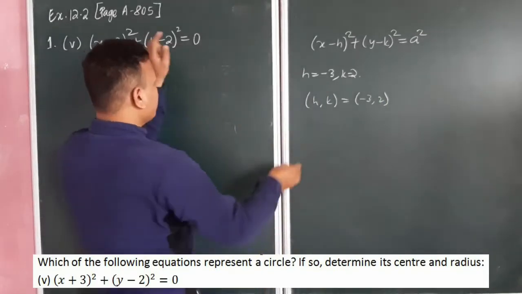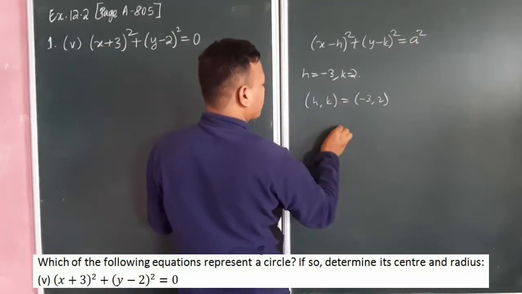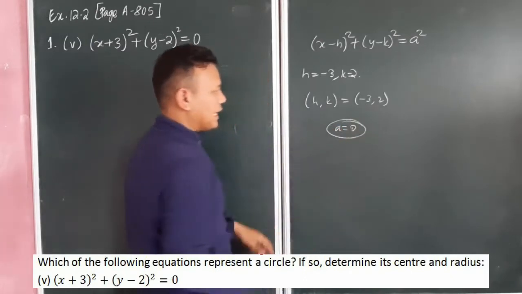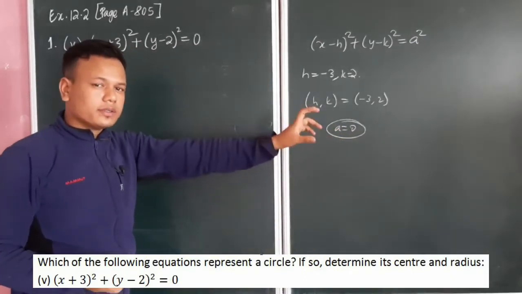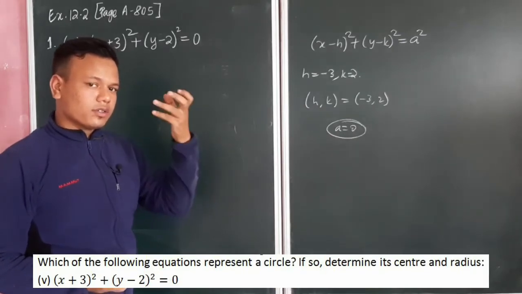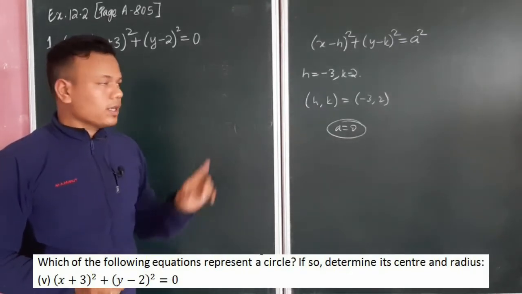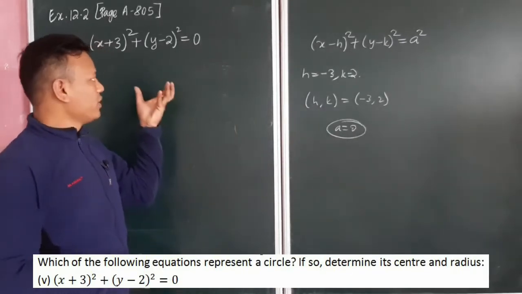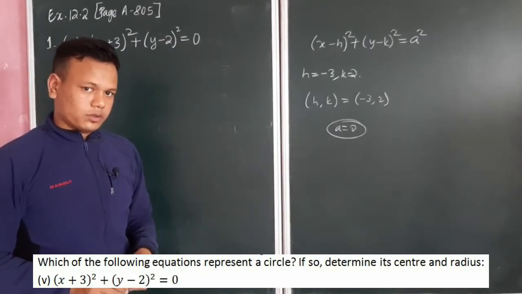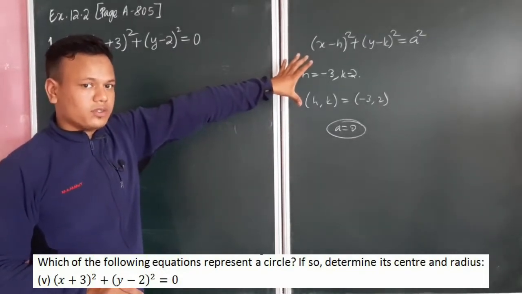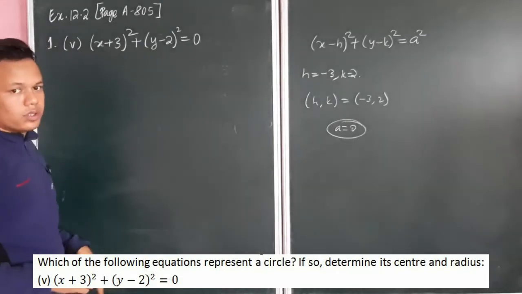But if you compare this with this, then the value of a turns out to be 0. That means the radius is turning out to be 0. Now if the radius is 0, then the circle has to be a point circle. That's what we know, right? But we'll use the general form out here. Okay, so this is using standard form, please remember that. Let's make use of general form.